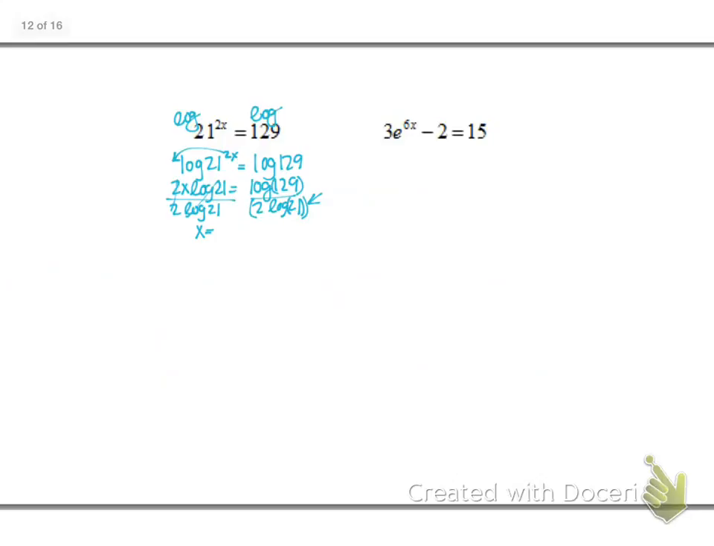So I'm going to type in log of 129, and my parentheses divided by parenthesis 2 times log of 21, double end my parenthesis, and I get 0.798.